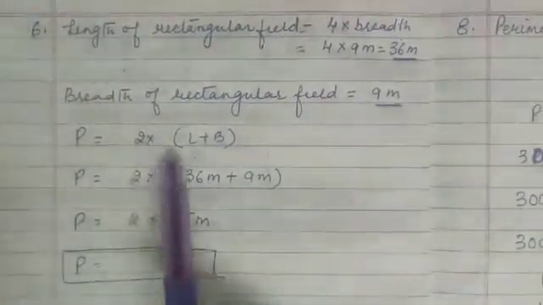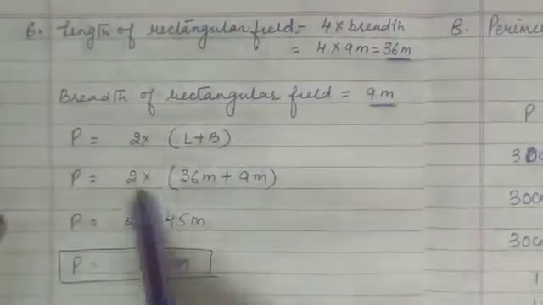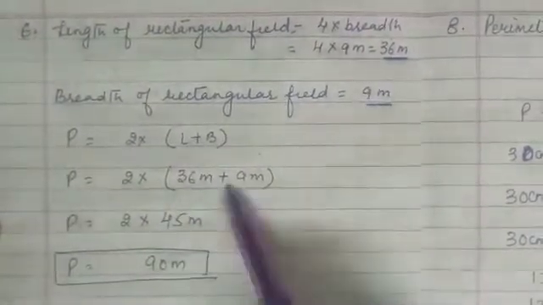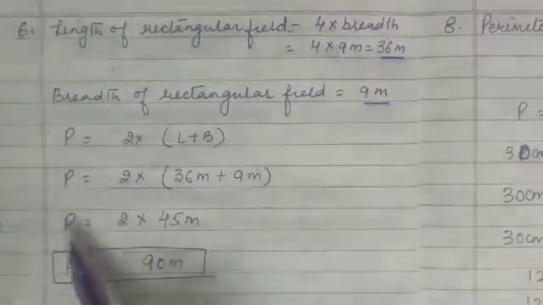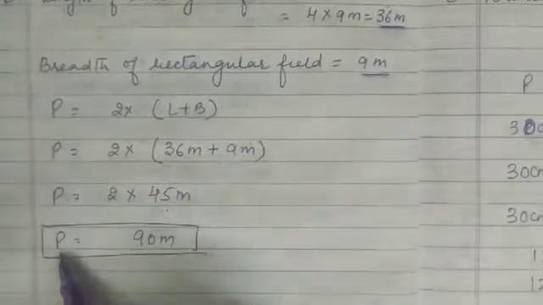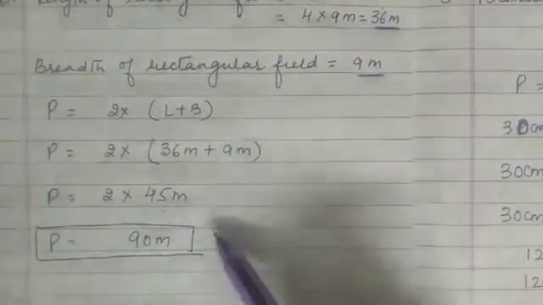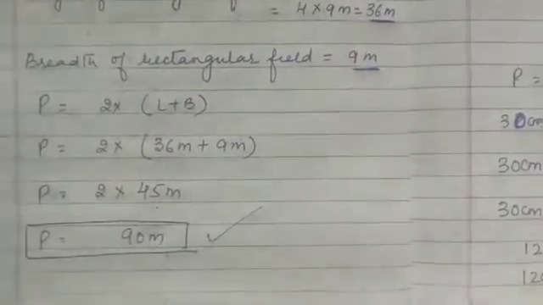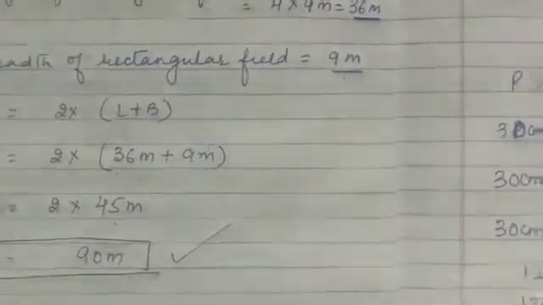Perimeter is 2 multiply length plus breadth. Perimeter is 2 multiply, this is length, this is breadth. Add it, 45. Perimeter is 2 multiply by 45. Perimeter is 90 meter. This is your perimeter of a rectangular field. Now, seventh question.